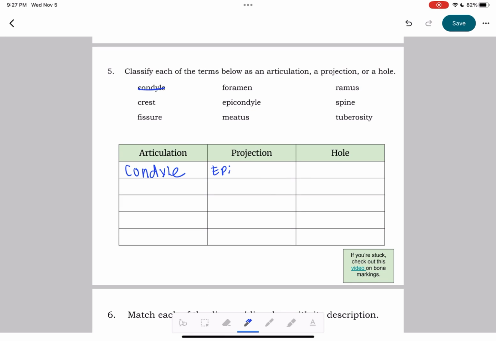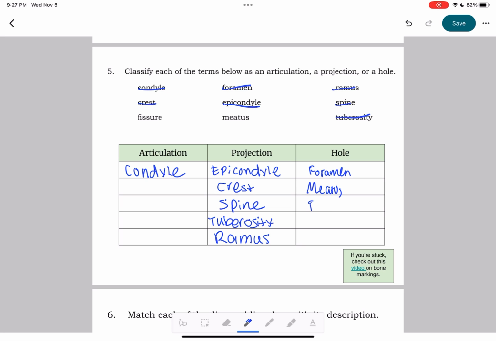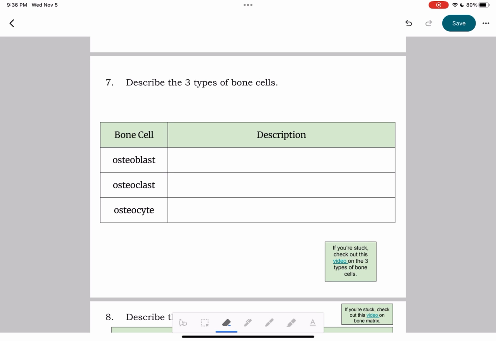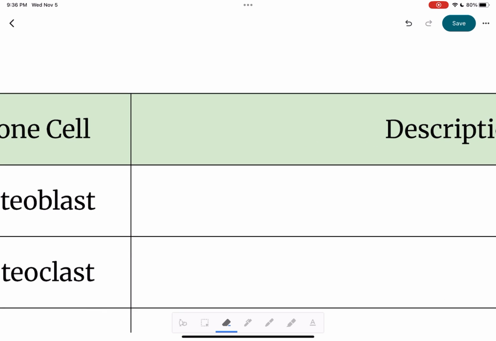Articulation is a condyle. Projections are epicondyles, crest, spine, tuberosity, and ramus. Holes are foramen, meatus, and fissure. Osteoarthritis is articular cartilage wearing down. Osteogenesis imperfecta is a genetic disorder that causes brittle bones. Osteomyelitis is an infection in the bone. Osteosarcoma is a malignant bone tumor, and Paget's disease is a metabolic disease.